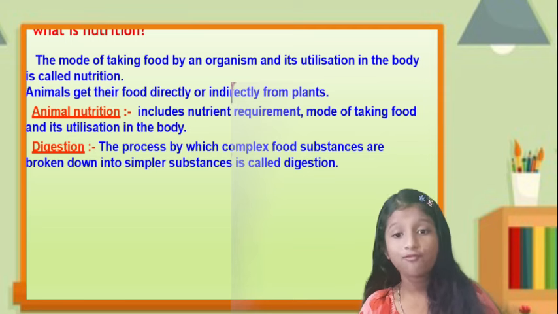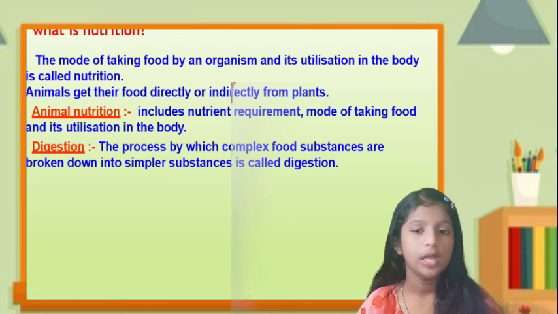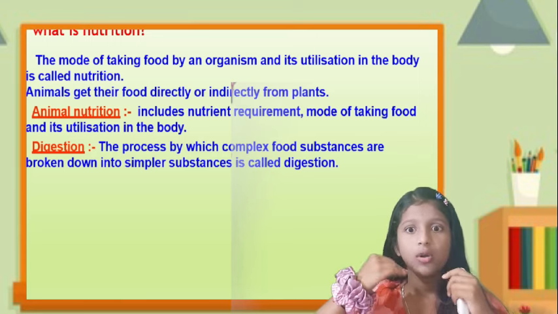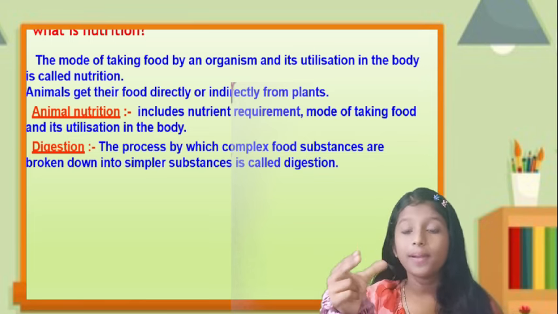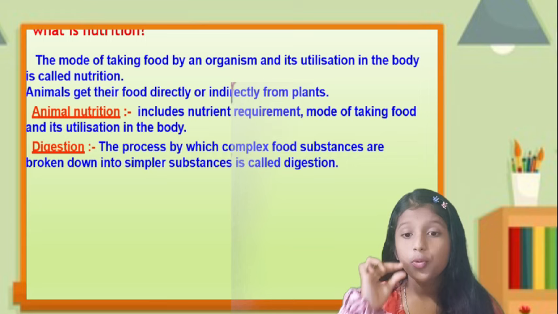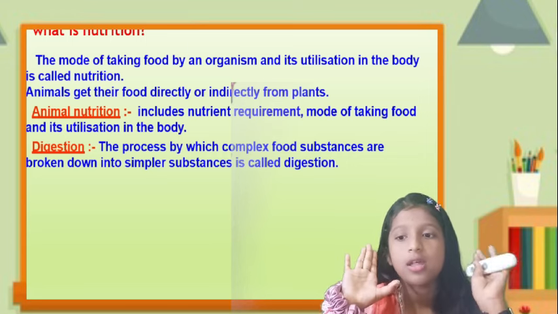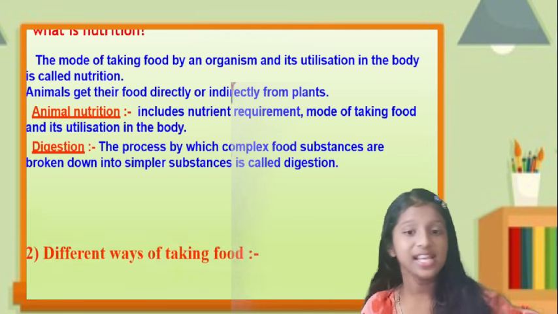The process by which complex food substances are broken down into simpler substances is called digestion. Now, say we eat a carrot. We chew it, right? Then we swallow it, right? Yes, the complex, meaning big, substance is broken down into smaller pieces, which is known as digestion. Guys, if you remember this much, digestion will come to your mind easily.